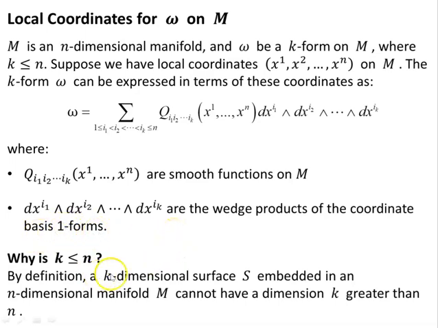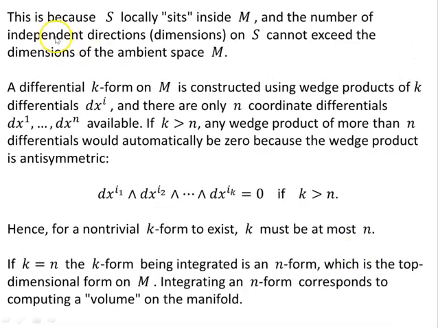And so I've already brought up this question: why is k less than or equal to n? Well, by definition, a k-dimensional surface S embedded in an n-dimensional manifold cannot have a dimension k greater than n. All right. This is because the surface S locally sits inside M, and the number of independent directions or dimensions on S cannot exceed the dimensions of the ambient space M. If you think back to a moment ago, we had that surface, that green one, embedded in R3. Well, K cannot be anything more than N. I mean, the ambient space itself, R3, has 3 dimensions, that's it. So the surface itself can't be more than that. But, okay, I think that's obvious for those reasons.